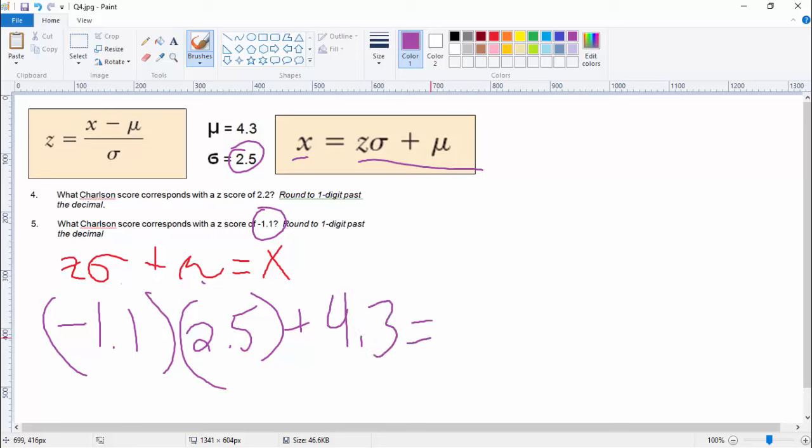And remember, we're going to get something less than 4.3 because we use this negative z. And what do we get? Well, let's see here. I did it before. And here we get 1.6. And I was right. That's less than 4.3. So here we go. We have the answer then to question 5.